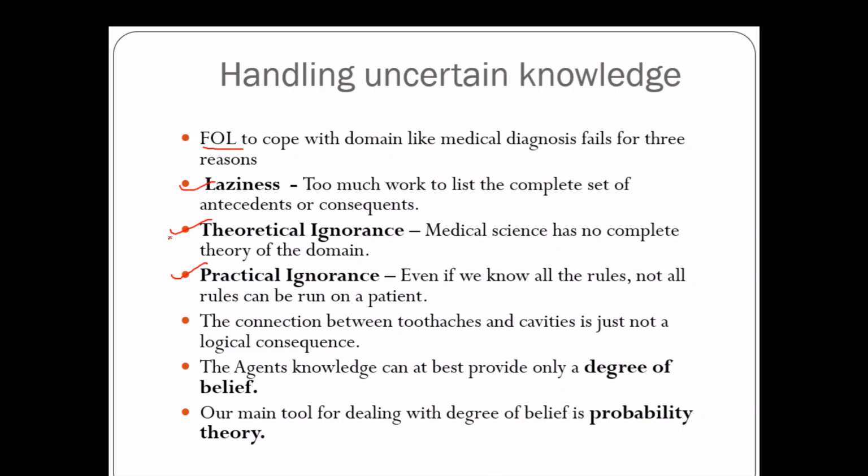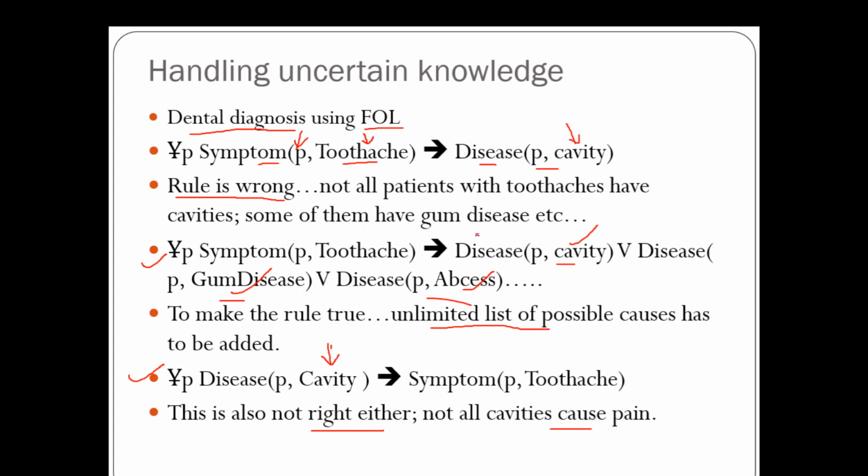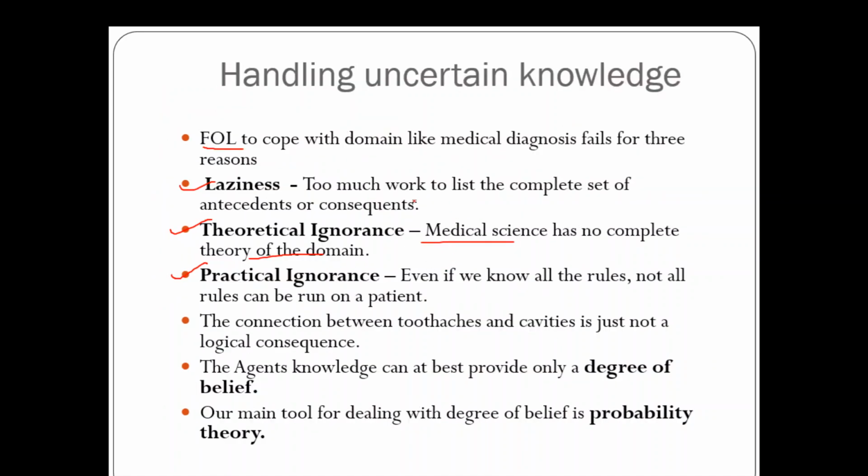The second reason is theoretical ignorance. Theoretical ignorance means medical science has no complete theory of the domain. Even the field of medical science does not have the complete theory of the domain. For example, if somebody is having a toothache, there can be plenty of reasons. There can even be some reasons which the medical experts are not aware of. So this is also one of the reasons why we can't represent these things with FOL.